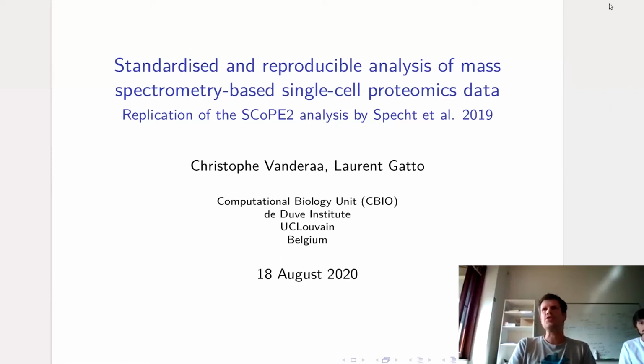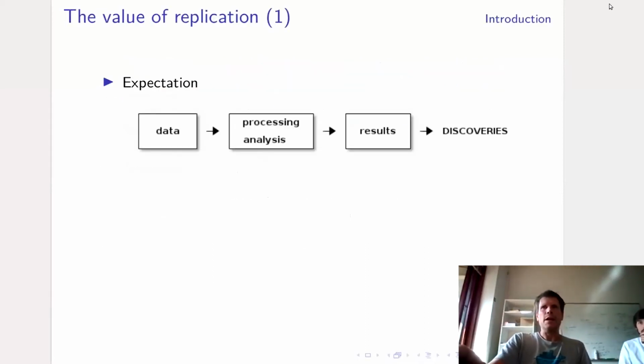And to illustrate this infrastructure, we will present a replication of the analysis of the recent SCoPE2 MS data by Harrison, Specht, and colleagues. So I'd like to start by emphasizing the importance and the value of replication. Now, of course, here I'll be focusing on computational replication. Everything we do will start from low-level quantitation data, so PSM data. And I'll posit that results that can be reproduced are more trustable.